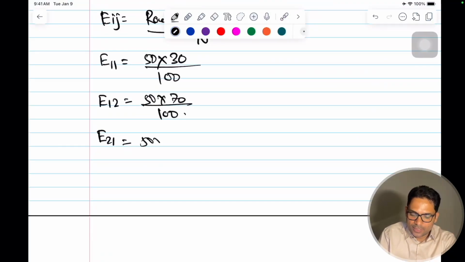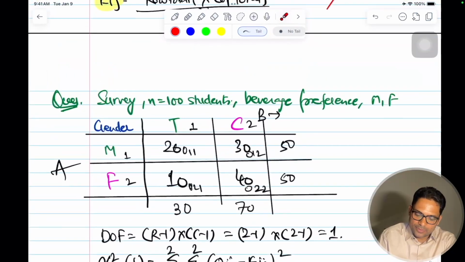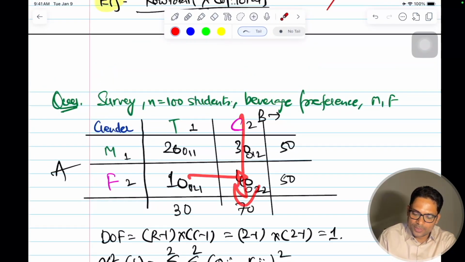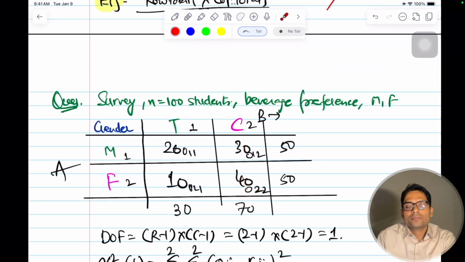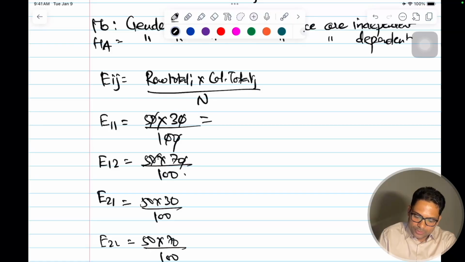So this is 50 into 30 by 100, and similarly E22 will be equal to 50 into 70 by 100, because again this will remain 50 and this sum for coffee will be 70 only. Okay, let's do quick calculations. So this is 5 3s are 15, this is 5 7s are 35, this is 5 3s are 15, and this is 5 7s are 35.